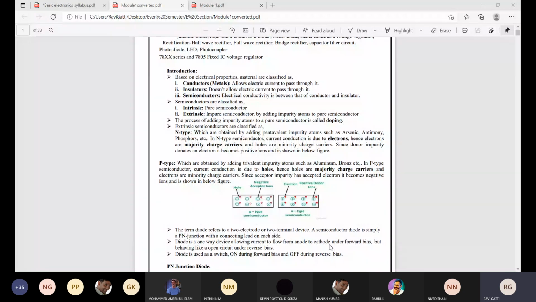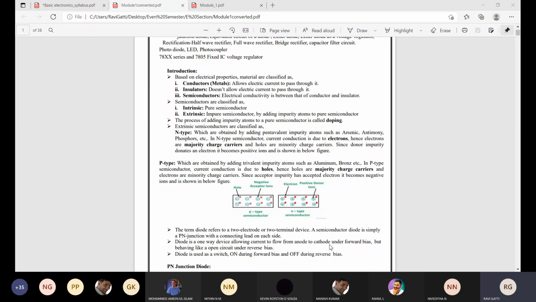So the outermost region of an atom we call as a valence band. Now if I give some excitation to that outermost band, the electrons will move to a higher band. That is, from the valence band they will move to the next band, and that band we call a conduction band. In the conduction band, the electrons are free and they are able to move.